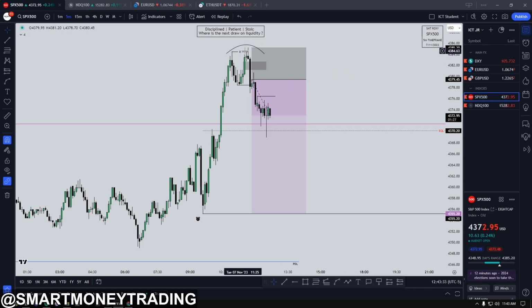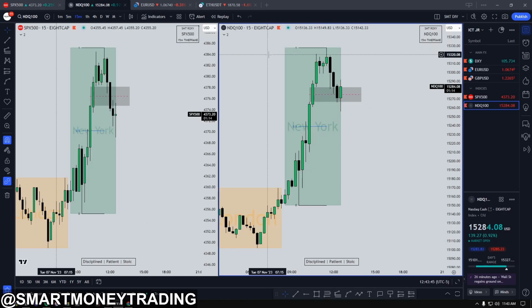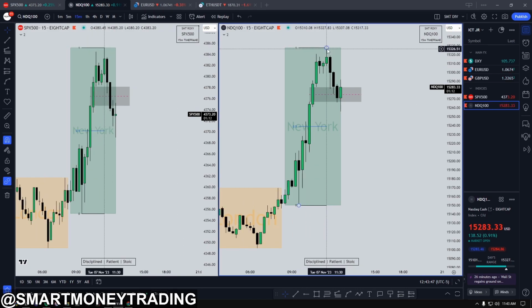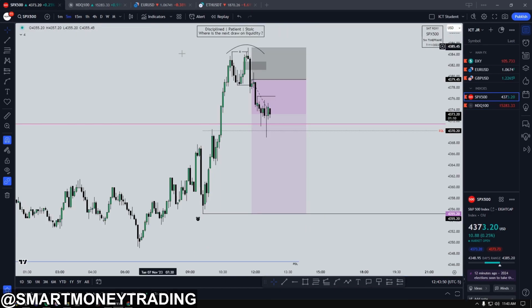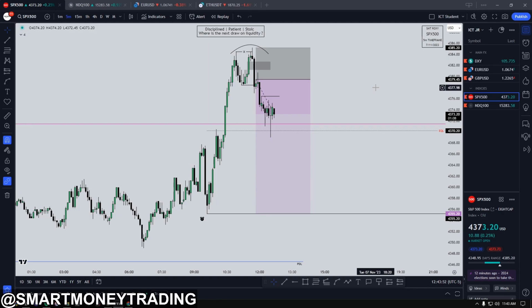Usually my confirmation here would be like a 22 model. That's kind of why I like the 22 model. You get a sweep, displacement, and then a retracement, and then you drop. It's pretty much the easiest model to use. Or you can use SMT. Again, we didn't even have an SMT here, but sometimes there'll be SMT. Usually you don't need a market structure shift with SMT. Or if you sweep liquidity, not internal but external, then that would be even better.